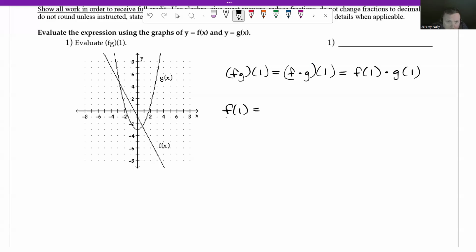So we can see that for 1, that's going to be -3. And then g of 1, g is the parabola, and we can see that that point is -2. So then I have -3 times -2, so I get +6.